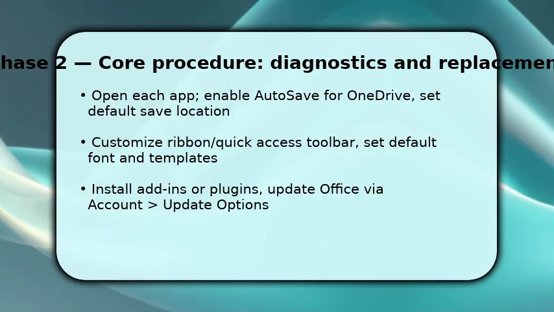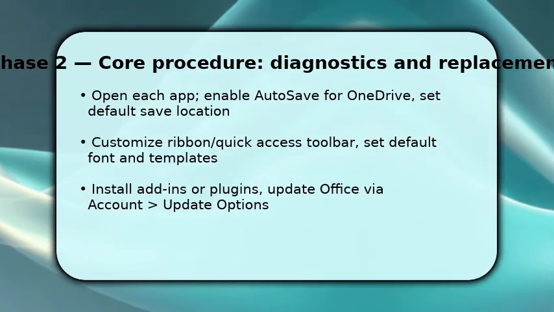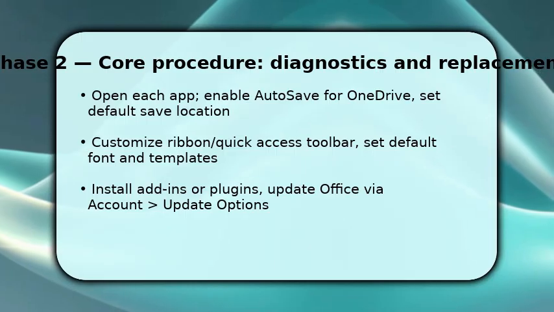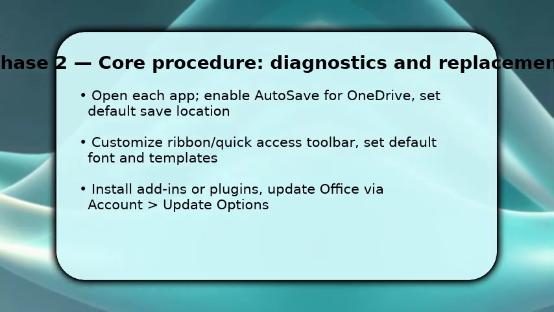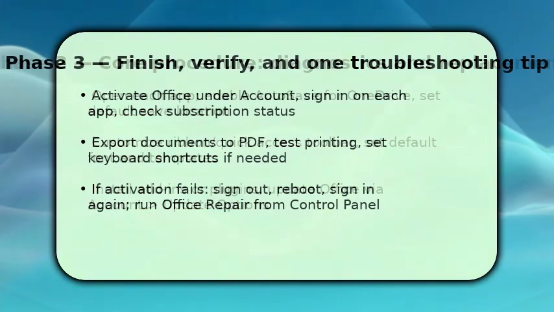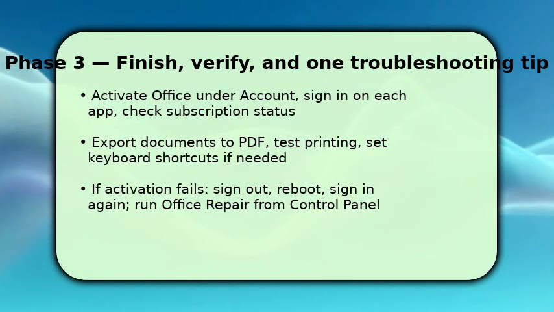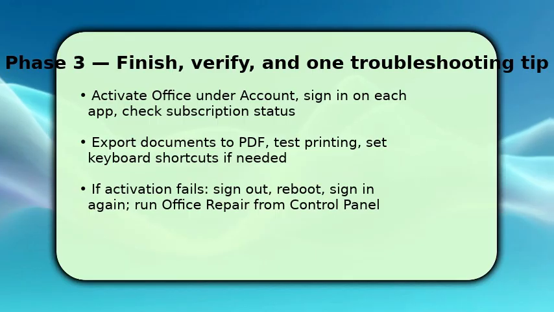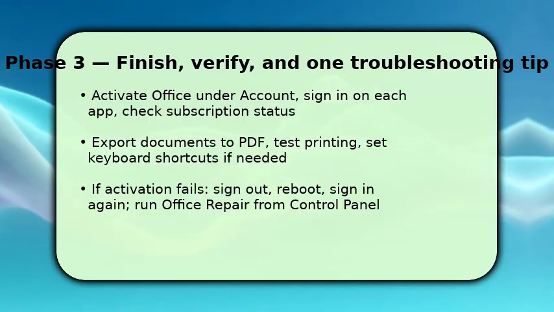Install any add-ins you need for workflows, and run Office updates via the Account menu to keep security and features current. To finish, verify activation in Account and sign in on each app so settings sync across devices. Test export to PDF and printing to confirm drivers work, and add keyboard shortcuts for speed.